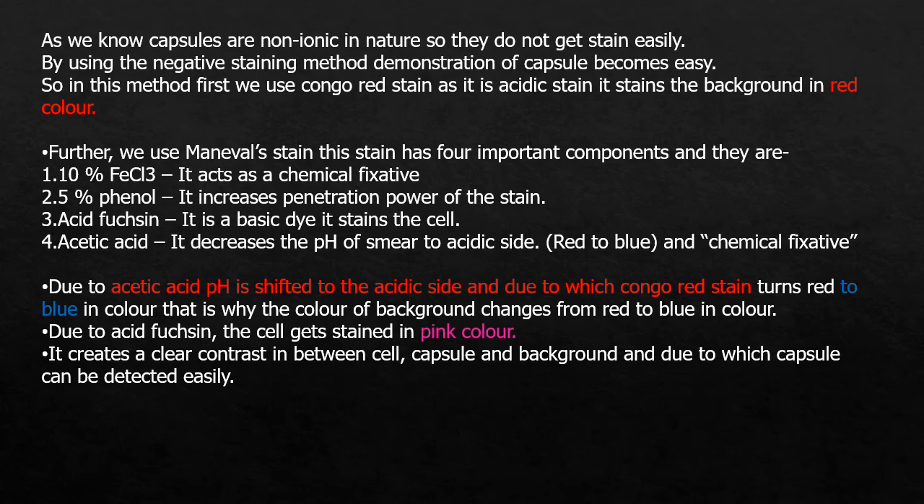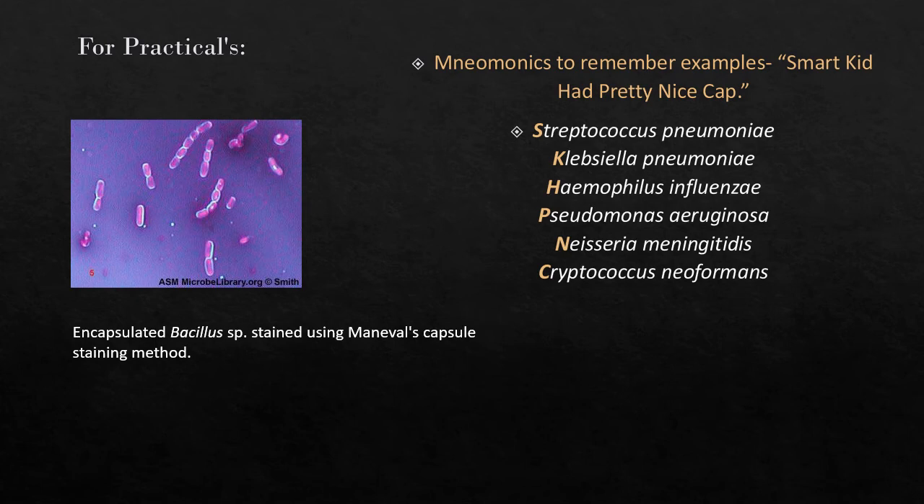This is the reason why you observe bacteria as pink, capsules as hollow or white structures, and the background as blue. This is an example of encapsulated Bacillus species which was stained using the Maneval's capsule staining method.